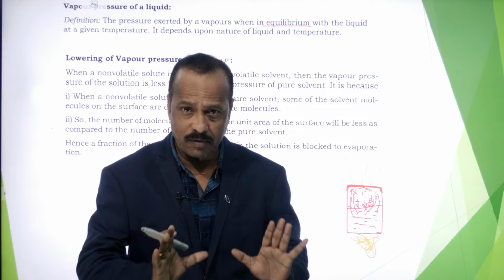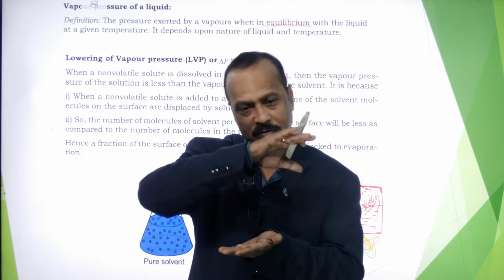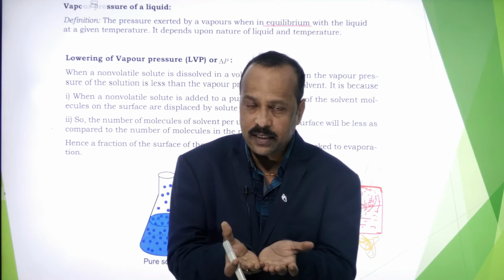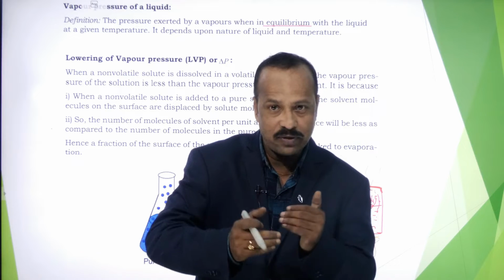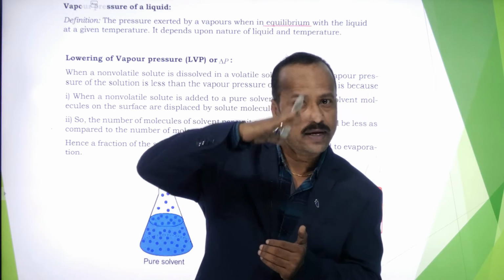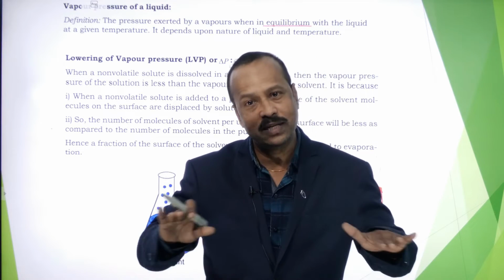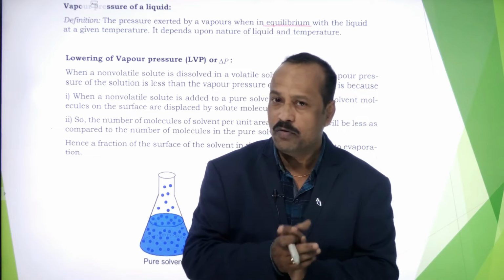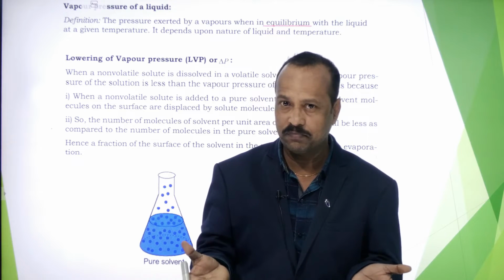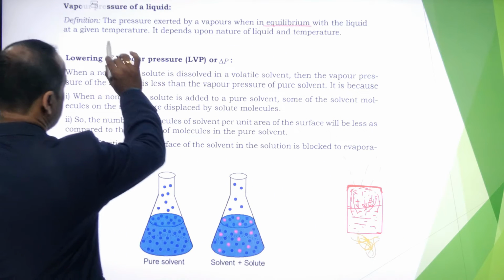We are taking some liquid in a closed lid with some gap, and we are heating. So this liquid is converting into vapor, and this vapor exerts pressure on the surface of the liquid. This is called the vapor pressure of the liquid. How simple? Okay, once again see the definition.